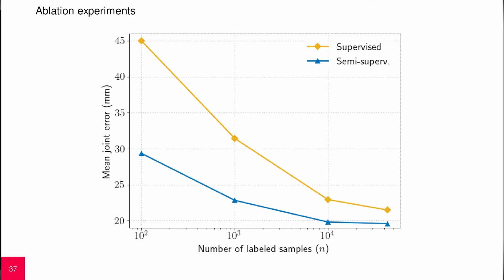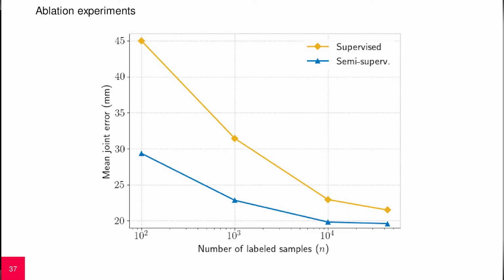This is still the case, and this is because you still need labeled samples to train this second model, even though it's like the second head to map from the latent representation to the 3D pose, to the 3D joint positions in this case. So you still need labeled samples to train this model, even though it's a smaller head.